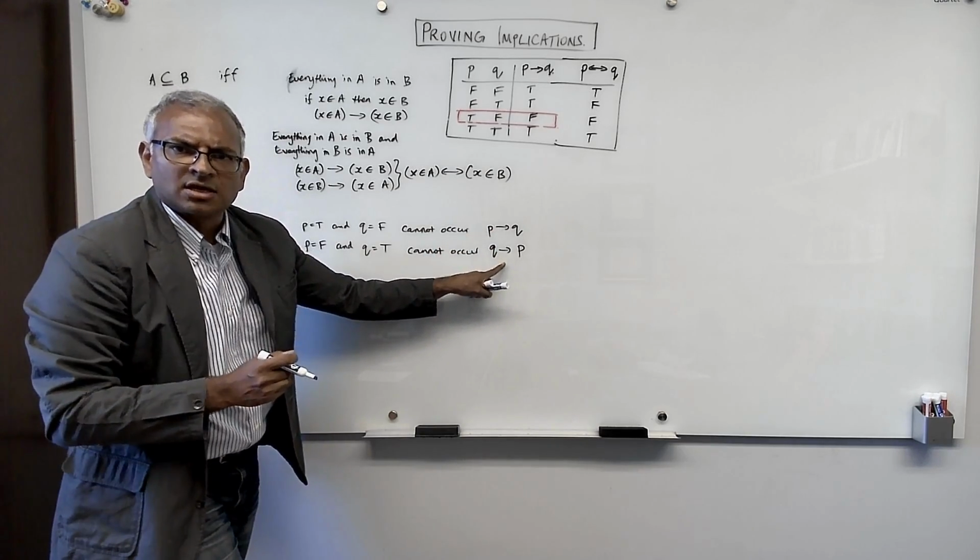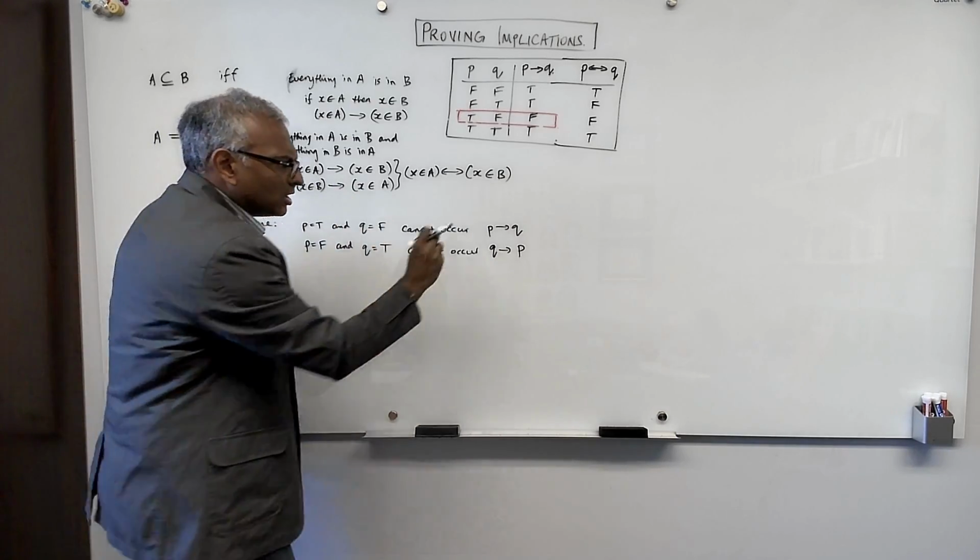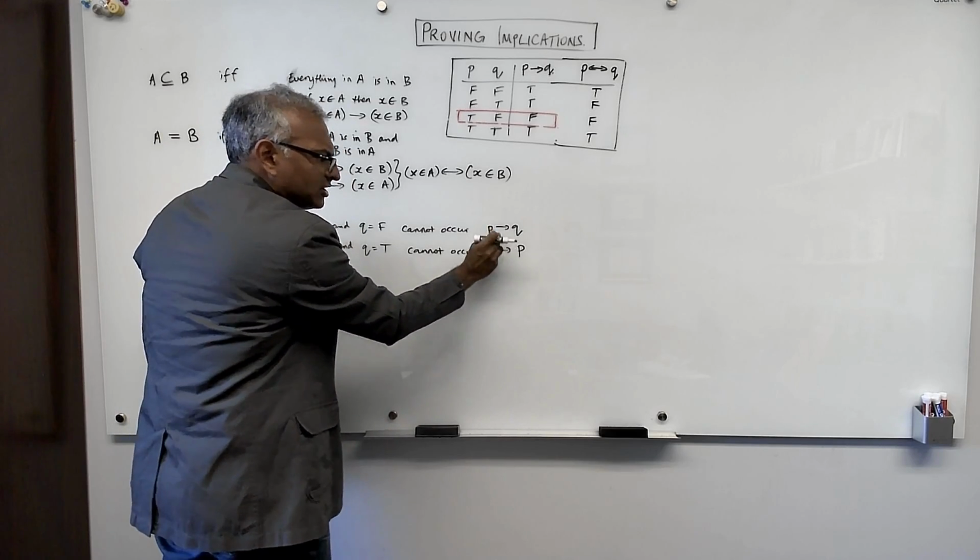If I'm dead, my eyes are closed. If my eyes are closed, I'm dead. Two very different statements. So proving this doesn't prove this. You have to prove these two separately.